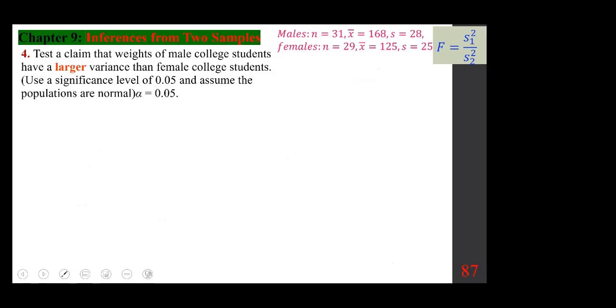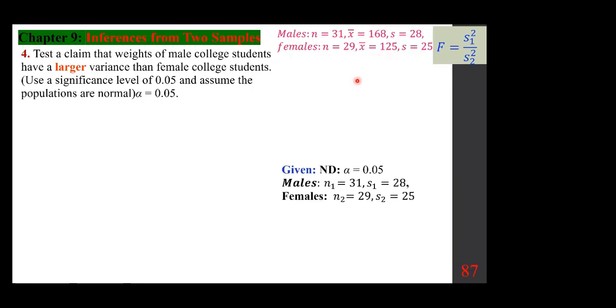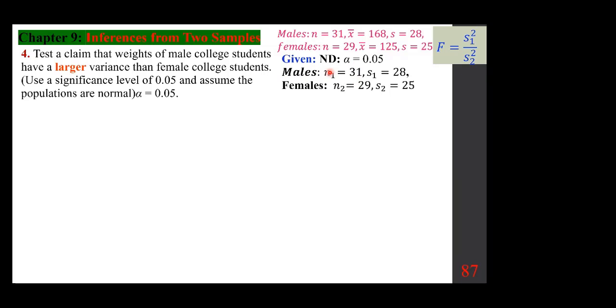To test the claim that weights of male college students have a larger variance than female college students, use a significance level of 0.05, and assume the populations are normal. Information is given here. So what we do, we just call them n sub 1, s sub 1, and so forth. So this is n sub 1, 31, x1 bar, s1, and so on and so forth. So that's the only thing.